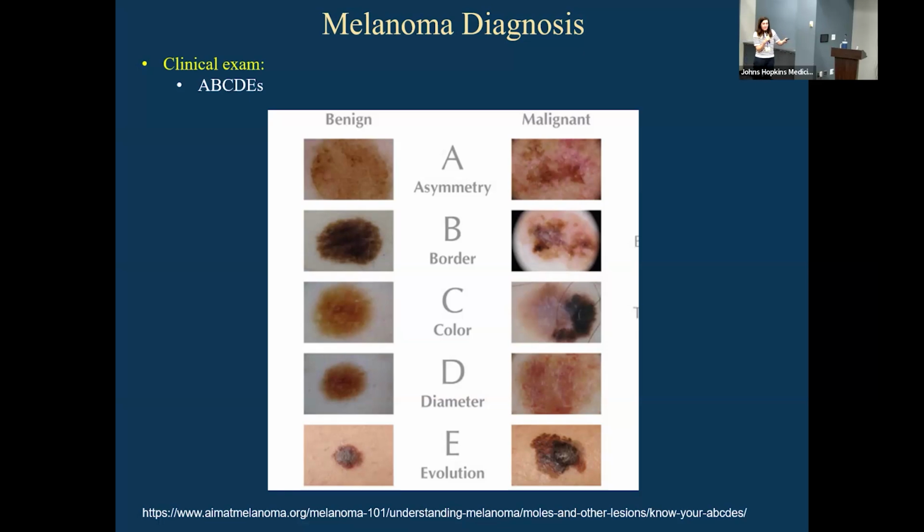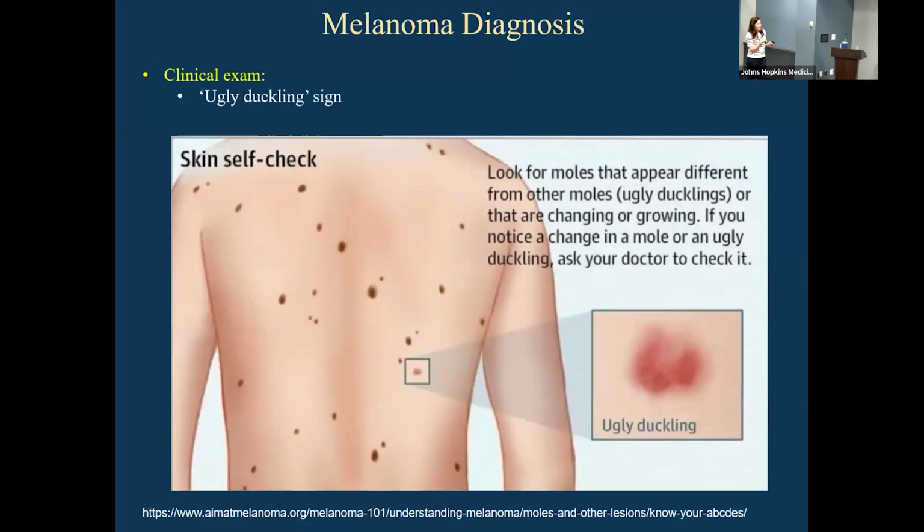D stands for diameter. That's kind of the least important. We know there are normal moles that can be bigger than that, and melanoma can be smaller than the size of a pencil eraser, which is what we teach people. So that's not the most important criteria. E, however, is the most important criteria. This is evolution. So this is something that is new or changing. And so if we can really try and figure out what's new or changing of patients' pigmented lesions, we will be ahead of the game in terms of finding melanoma early.